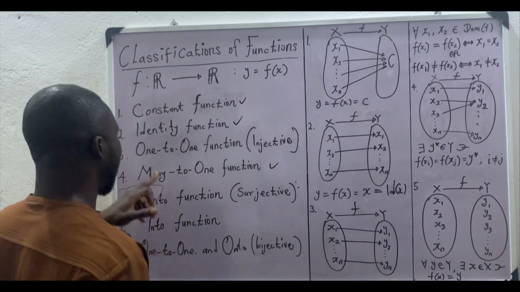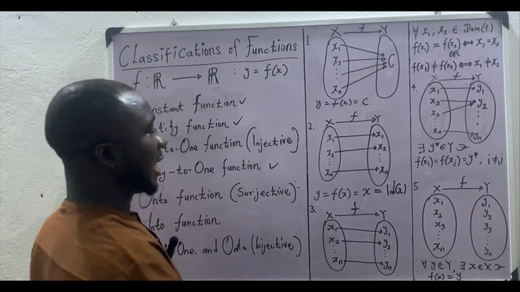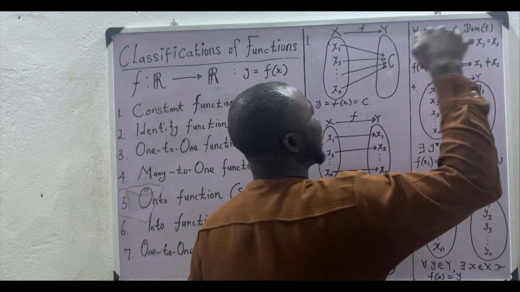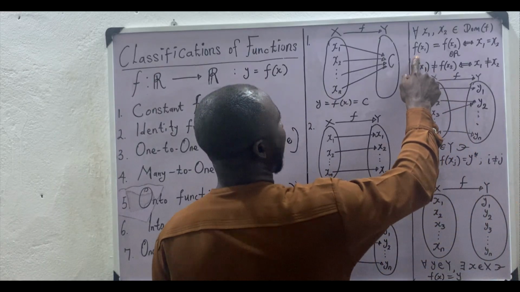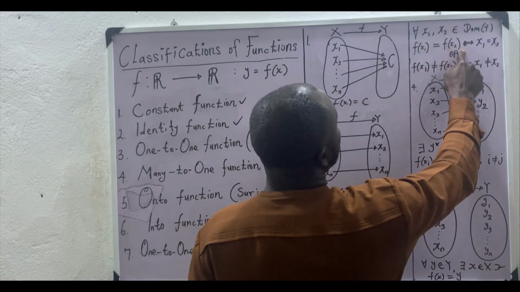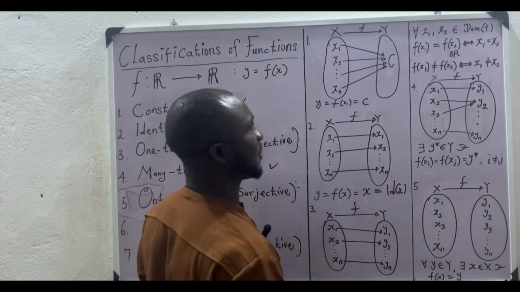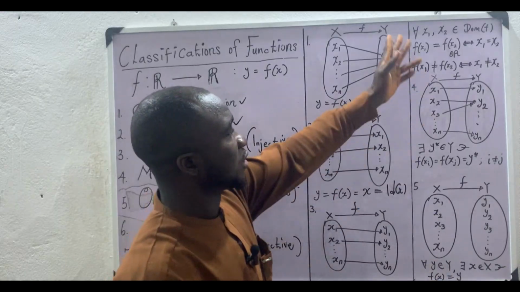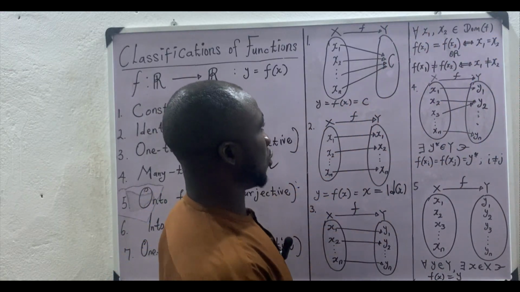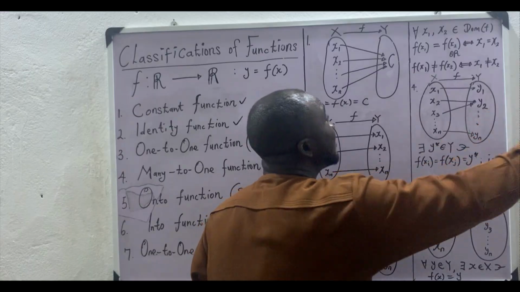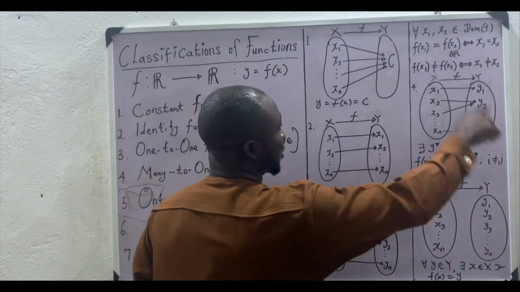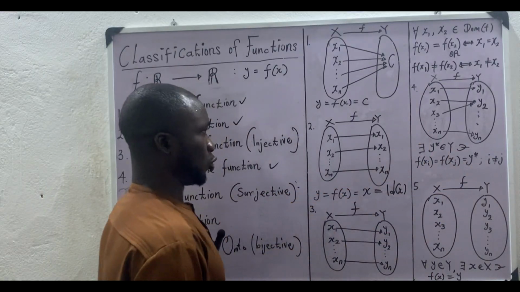That is to say that a function is one-to-one if and only if for two distinct elements s1, s2 in the domain of the function, f of s1 being the same thing as f of s2 implies and is implied by s1 being the same thing as s2. Or for the two distinct elements s1, s2, f of s1 not being the same thing as f of s2 implies and is implied by s1 not being the same thing as s2.